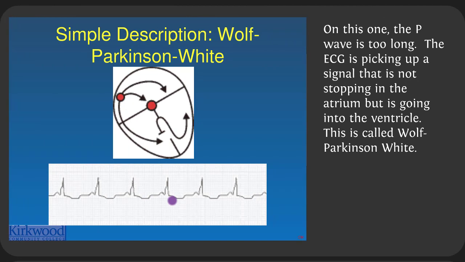On this one, the P wave's too long. The EKG is picking up the signal that's not stopping at the atrium, but is going into the ventricle. This is called Wolff-Parkinson-White, where some of the signal from the atria leaks down into the ventricle. If you look really close, this creates a normal P wave, because this is normal atrial contraction, and that's the P wave right here. This signal is very long and goes all the way down into the ventricle, so we get kind of two P waves, a short one and a long one.